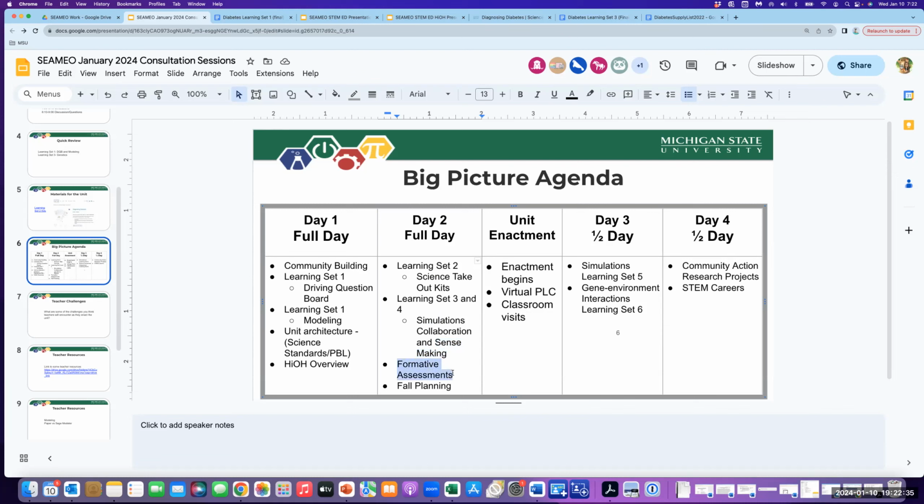We also go over the formative assessments, just like we did in day two. And then we typically talk about, not necessarily fall, but just in general planning. For some of our teachers, we've realized that they also may need some time to talk about what a typical day of the Health in Our Hands unit looks like. How much can we actually get done in a day? So it's a little bit of lesson planning. Then after day one and day two, typically that's when teachers begin unit enactment. And we also begin, oh, sorry, go ahead, Joe.